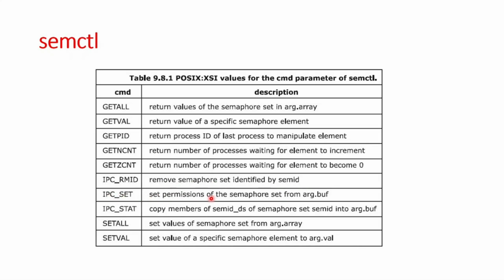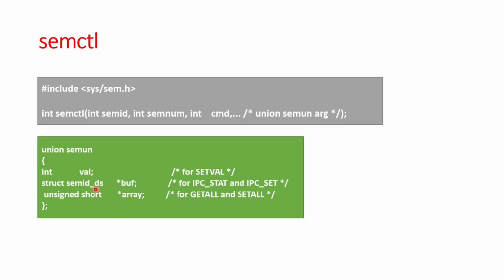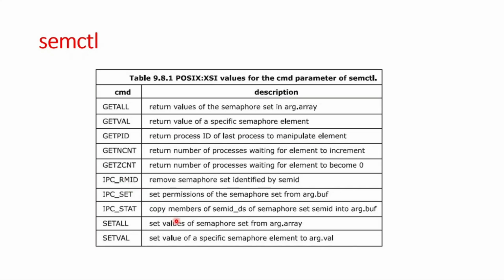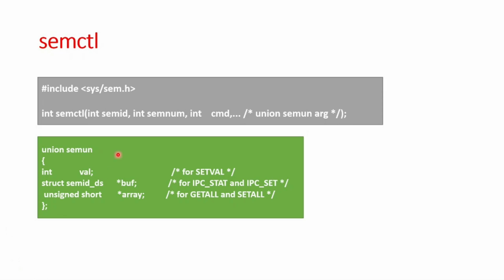IPC_SET sets the permissions of the semaphore set from the argument buffer, which is specified in this union argument buffer, right? Okay, the next one, IPC_STAT, copies the members of the semid data structure of the semaphore set into the argument buffer, and the SETALL command sets the values of the semaphore set from the argument array, again present in the union, and the SETVAL command sets the value of a specific semaphore element to the argument dot val. Okay, that is here, argument dot val.